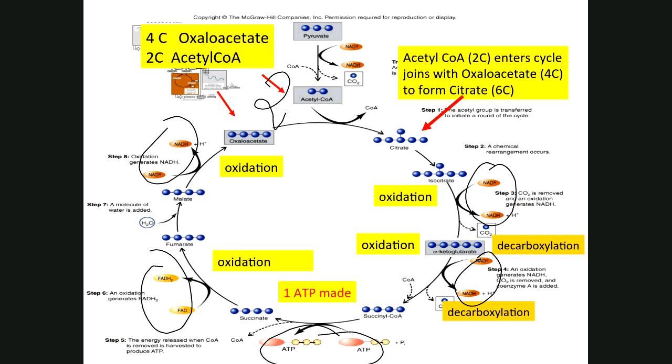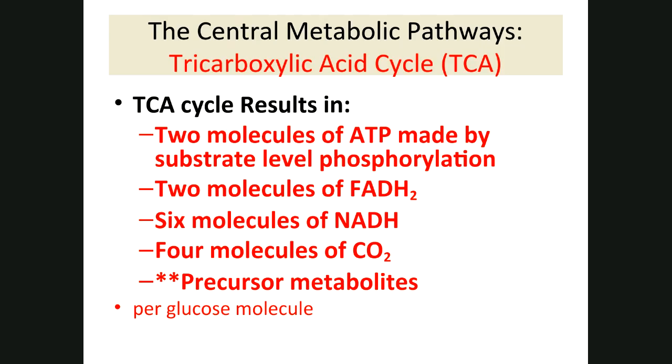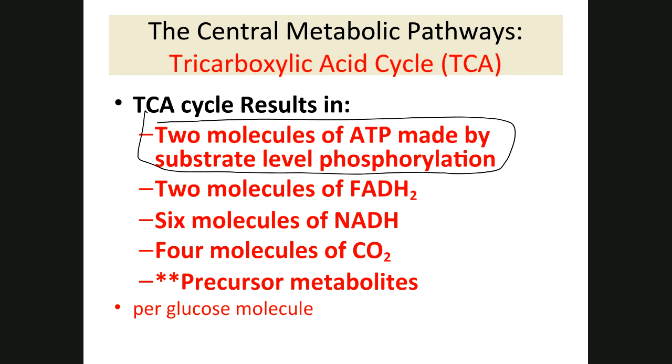We're going to decarboxylate twice. And because we have 2 acetyl coenzyme A's, we're going to go through this cycle twice per glucose molecule. So per glucose molecule, we're going to get 6 NADHs, 2 FADH2s, 2 ATPs, 4 CO2s. Remember, the molecules of ATP are being made by substrate level phosphorylation.